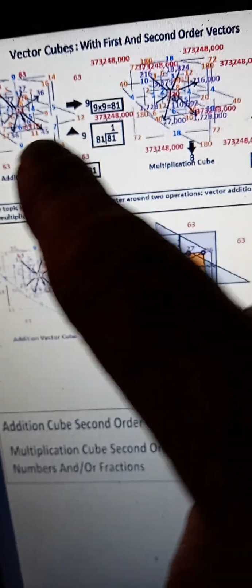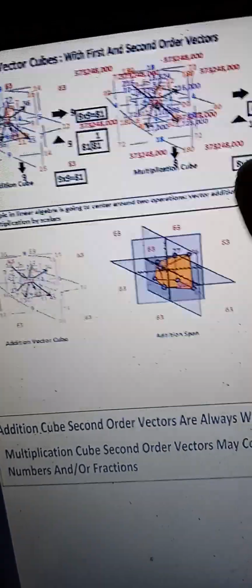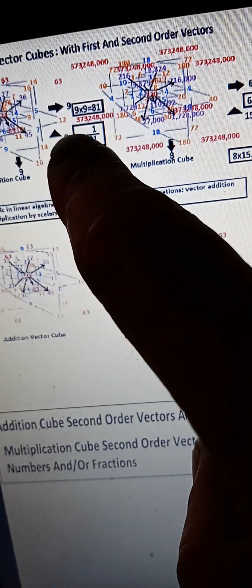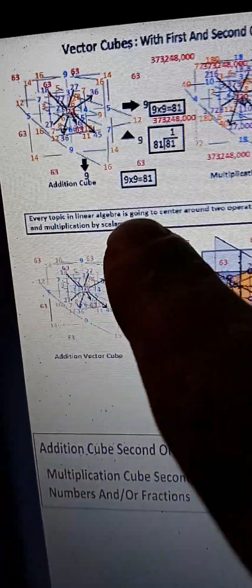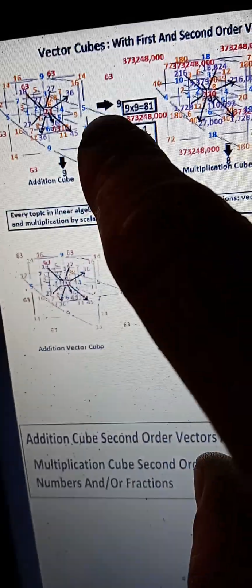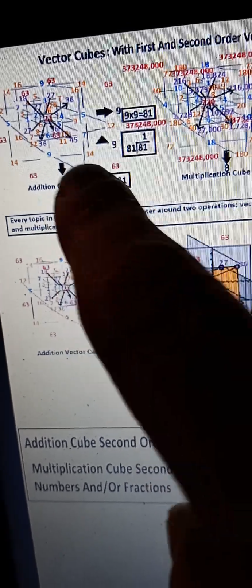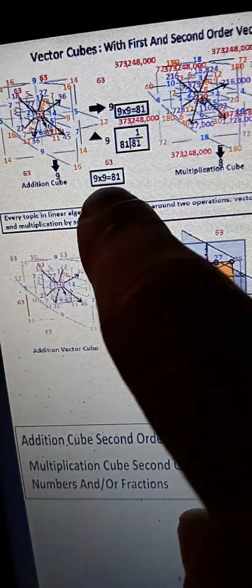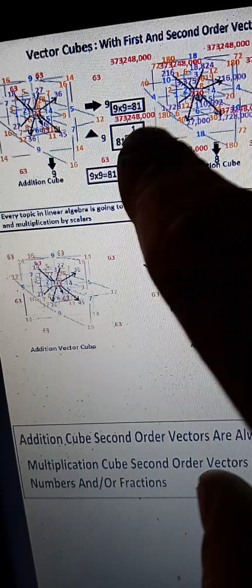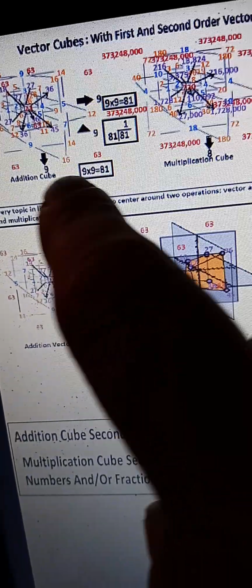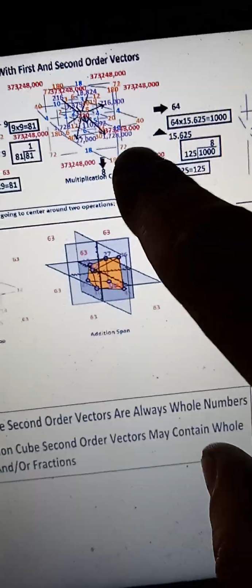These are second order vectors. Second order vectors are the ones in the box, the ones that are pointing towards these numbers. For an addition cube, they're always going to be whole numbers. And I did some sort of math with this. Well, I'll show the multiplication cube first.